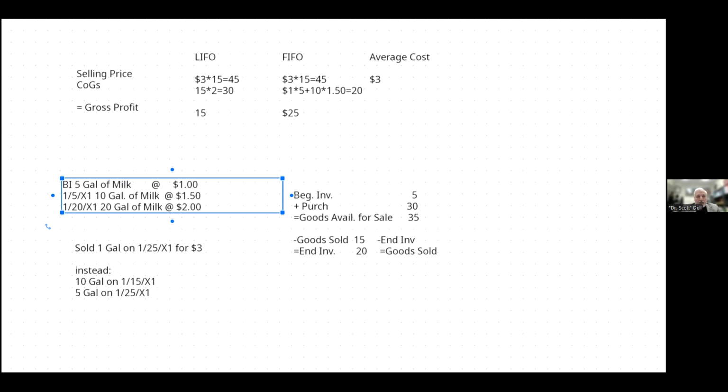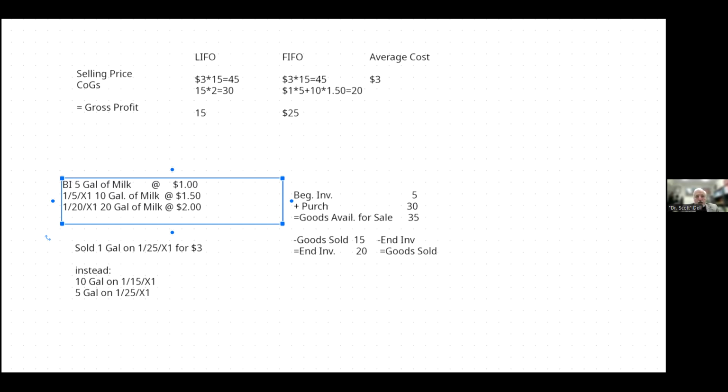So I go back up and I say, you know what? My average cost, now I need to calculate average cost. I've got a total of how many units of goods available for sale? Well, 5 plus 10 is 15 plus 20, I've got a total of 35 units. And I have a total cost of 40 plus 15 is 55 plus 5 is 60.